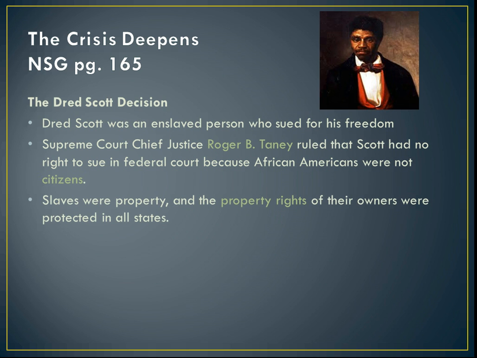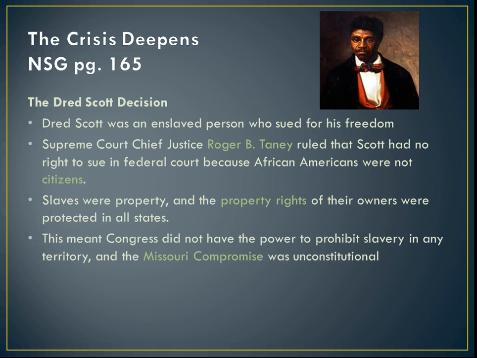What this meant is that slaves were property, and the property rights of their owners were protected in all states. So Congress did not have the power to prohibit slavery in any territory. The Missouri Compromise was unconstitutional. Even having no slaves in the North was unconstitutional.